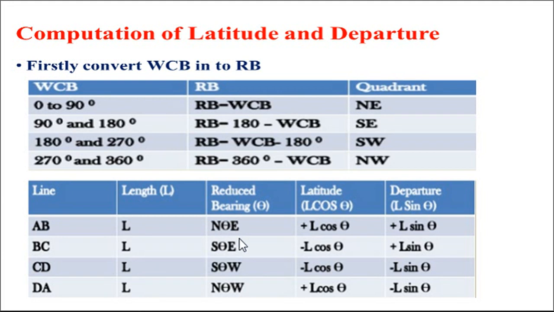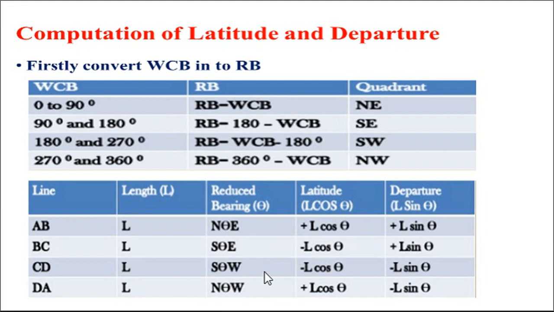When BC is in the second quadrant, the bearing will be S theta E. Line CD is in the third quadrant, so the reduced bearing will be S theta W, and when line DA is in the fourth quadrant, its reduced bearing will be N theta W.